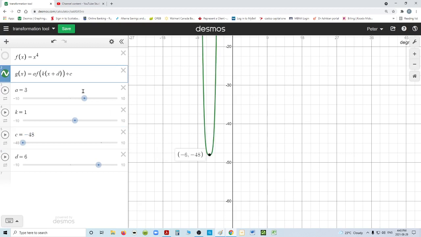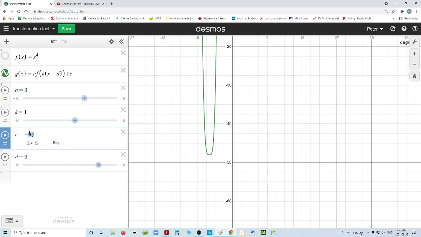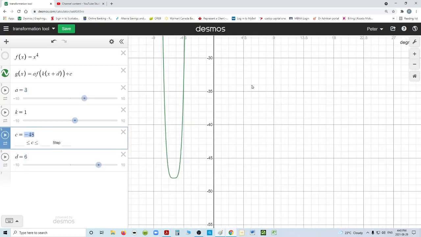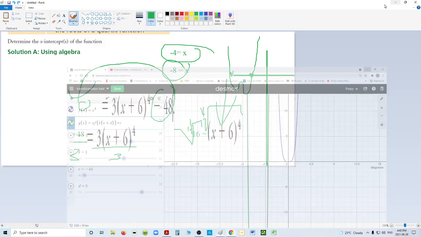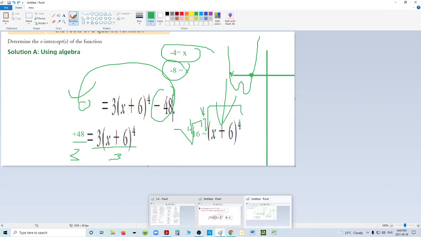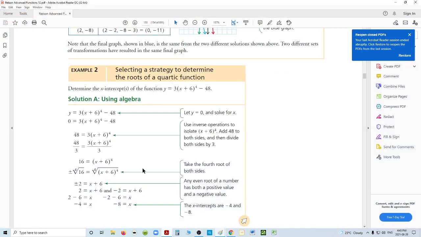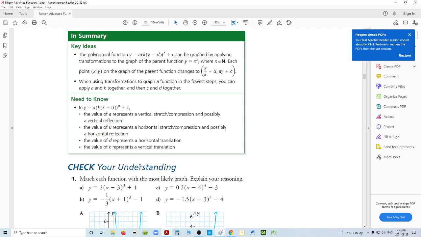So you can see all that happened to it is it was stretched by 3, it was moved to the left by 6, and it was lowered by 48. Which makes sense, because if I lower this by 48, the points that reach the x-axis are way up here, especially if I move them all over here. Anyway, that's how you would do that if somebody wants to find the x-intercepts.